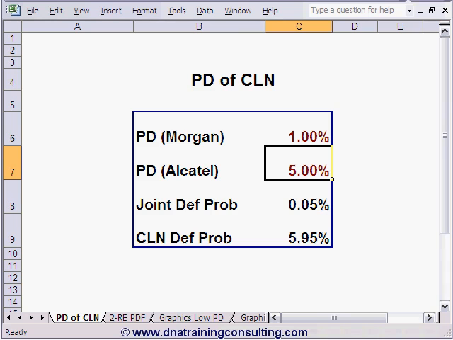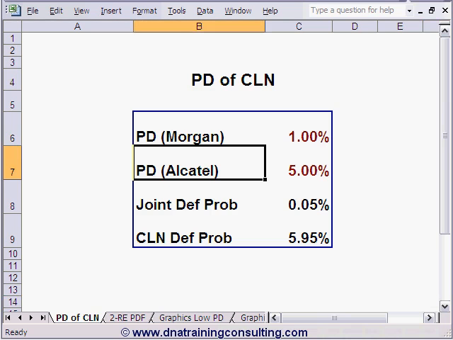It is also clear that the CLN's default risk is far closer to that of Alcatel than to that of JP Morgan, and is not some average of the two, as many people often assume. It is also very critical to understand that the CLN is a very different instrument from an Alcatel bond guaranteed by Morgan, which many inexperienced investors have believed to their detriment.